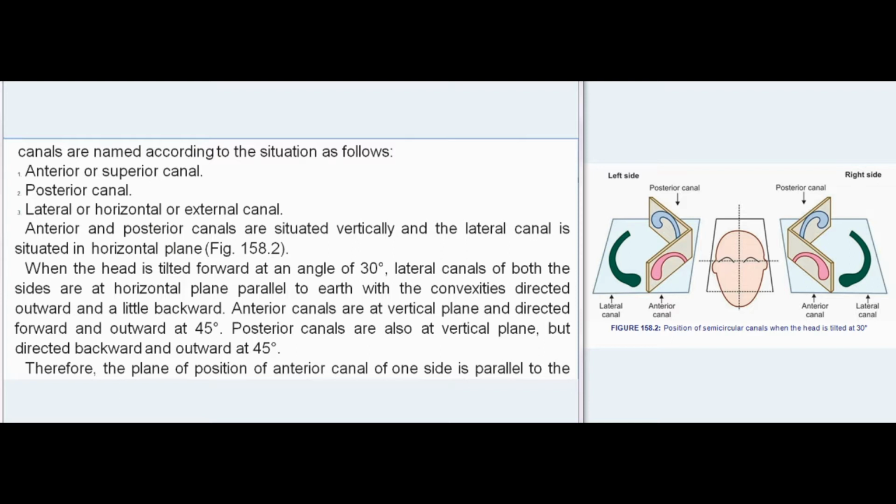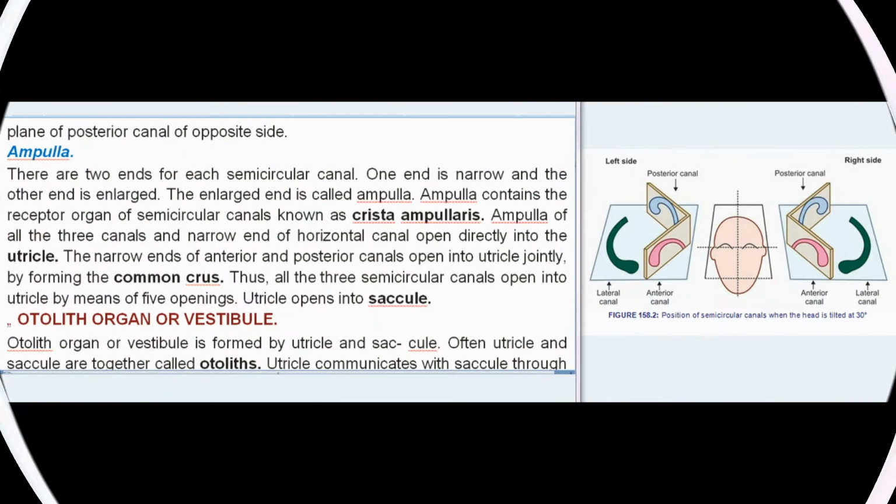One end is narrow and the other end is enlarged. The enlarged end is called ampulla. Ampulla contains the receptor organ of semicircular canals known as crista ampullaris. Ampulla of all the three canals and narrow end of horizontal canal open directly into the utricle. The narrow ends of anterior and posterior canals open into utricle jointly, by forming the common crus. Thus, all the three semicircular canals open into utricle by means of 5 openings. Utricle opens into saccule.